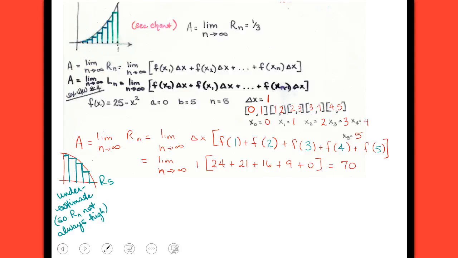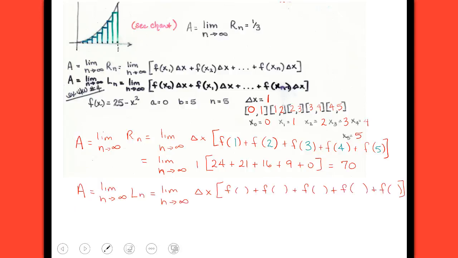All right, then they asked me to repeat the process with left. So I could go through and say, okay, let's use that formula that we had up here for area using left-hand endpoints. And notice that when we're using left-hand endpoints, we start with x sub 0 and we stop with x sub n minus 1. So we're going to start plugging in 0 and we're going to stop with the next to the last value of 4. So again, plug in 0 and stop with 4.